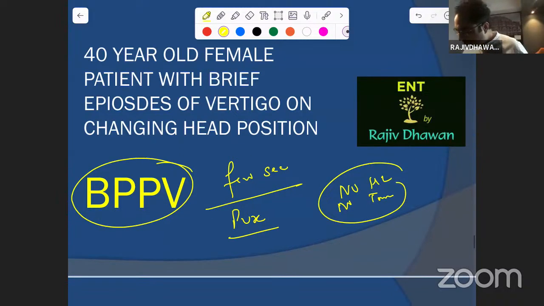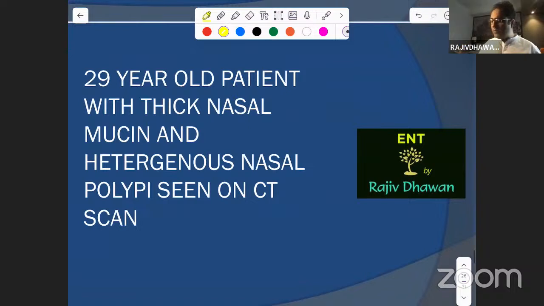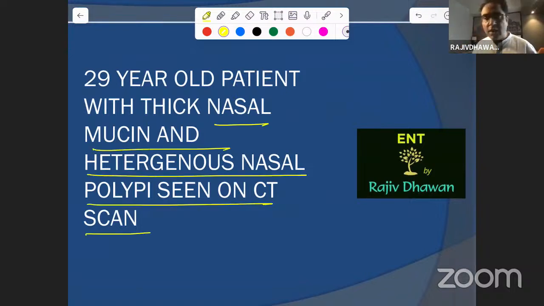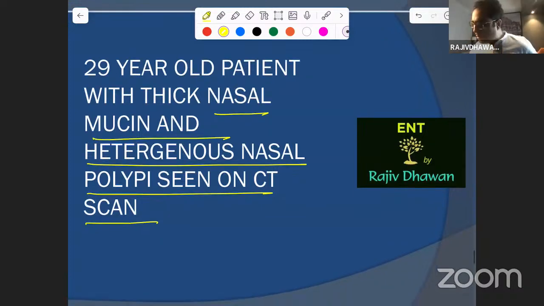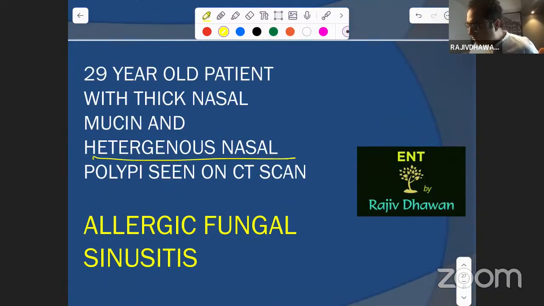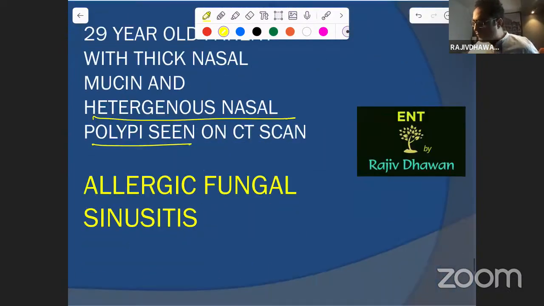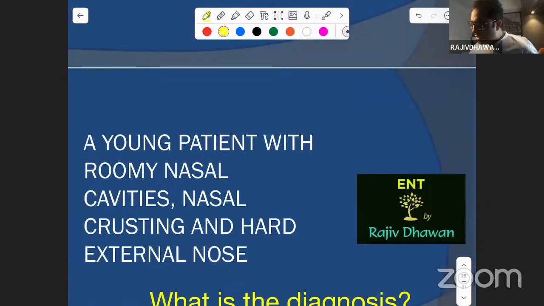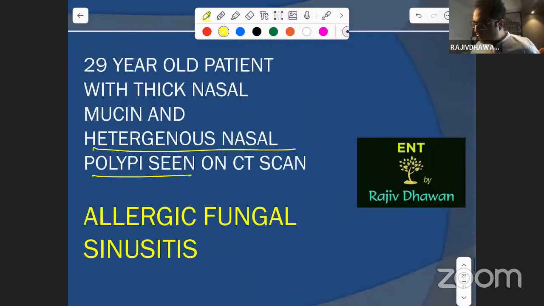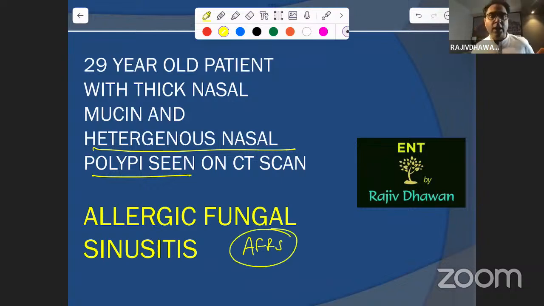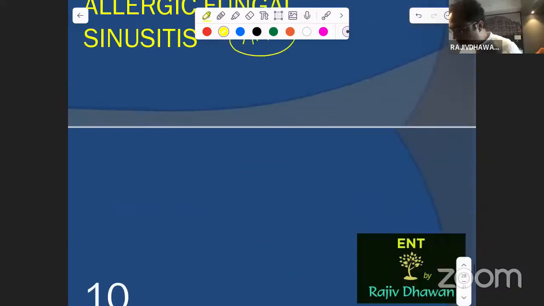Okay, now a 29-year-old patient with thick nasal mucin and heterogeneous nasal polyps on CT scan. See, a very famous question of NEET PG, beta. Heterogeneous nasal polyps on CT scan is allergic fungal sinusitis, AFRS, beta. The normal polyps are homogeneous, beta. Fungal polyps are heterogeneous, beta. That is allergic fungal rhinosinusitis, beta.